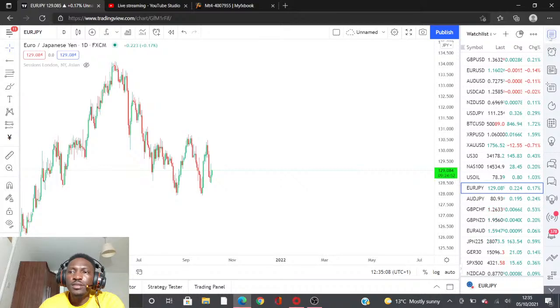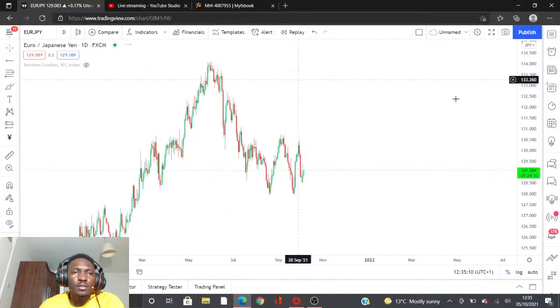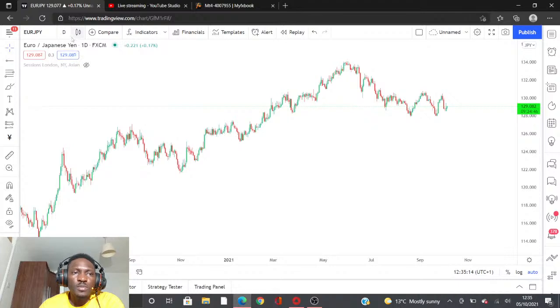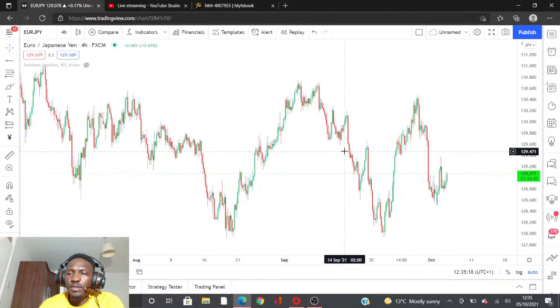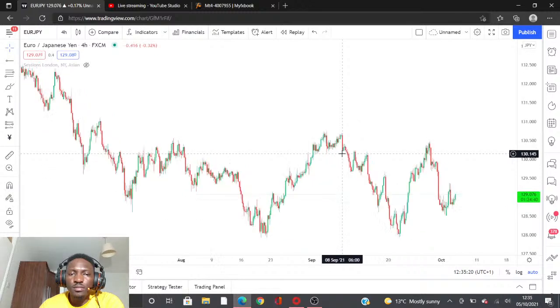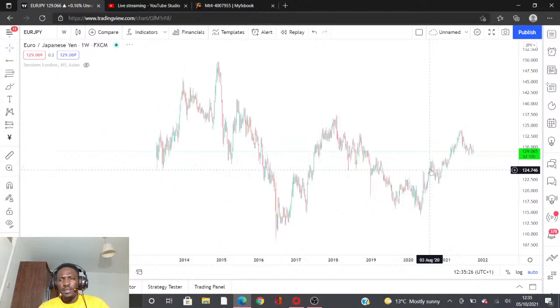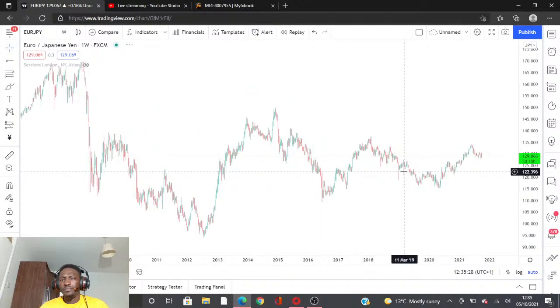Euro yen. Let's look at euro yen. I haven't looked at euro yen in a while. I used to love trading this currency pair just because of the way it moves. It has some mad movements in terms of daily pip movement, but I haven't traded it in a while. So let's look at euro yen on a weekly time frame and try to understand what the market is doing.